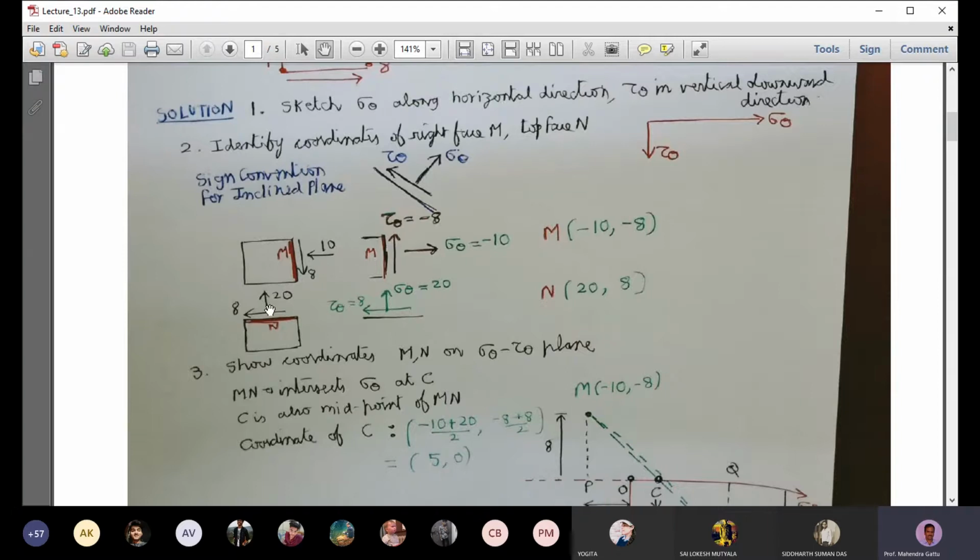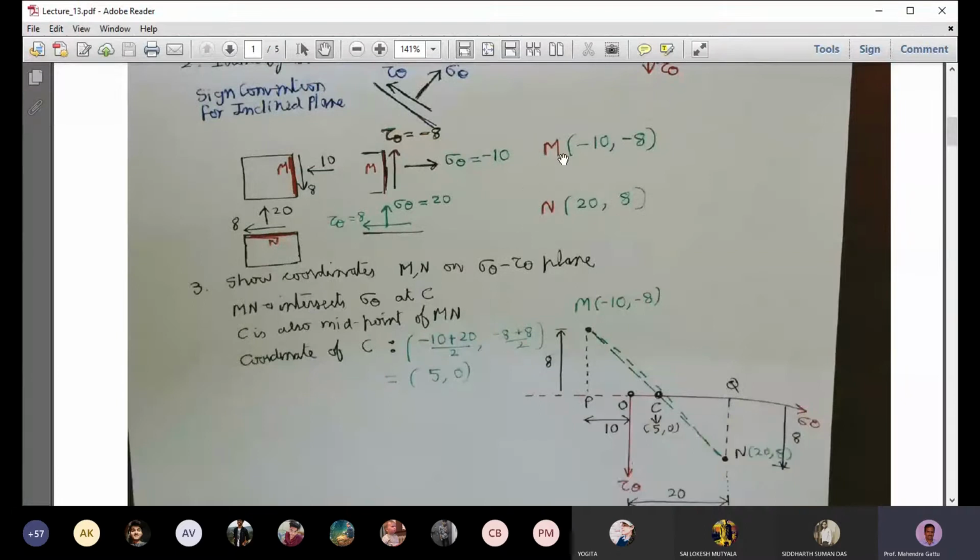So now we can look at the coordinate for the upper face N. Here the stresses are normal stress 20 and shear stress 8. Again, using this convention, sigma theta is 20 and tau theta is 8. So both are positive quantities, and the coordinate is plus 20, plus 8. After that, we will show these coordinates M and N on the sigma theta plane.